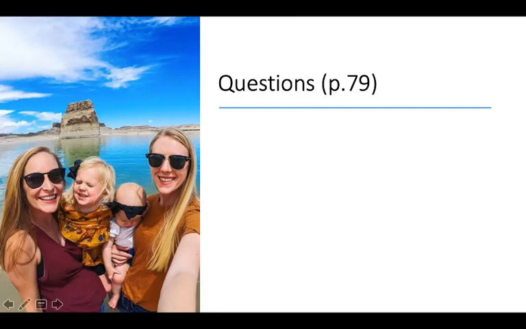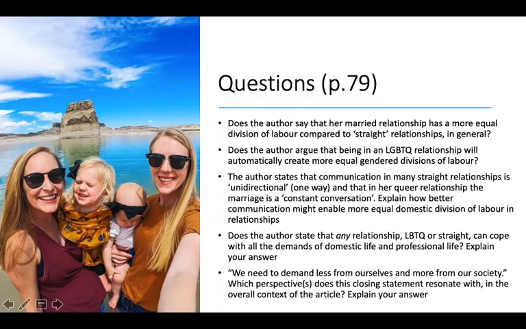Well, let's look at these questions. Here we go. Does the author say that her married relationship has a more equal division of labor compared to straight relationships in general? Does the author argue that being in an LGBTQ relationship will automatically create more equal gendered divisions of labor? The author states that communication in many straight relationships is unidirectional, one way, and that in her queer relationship, the marriage has a constant conversation. Explain how better communication might enable more equal domestic division of labor in relationships.